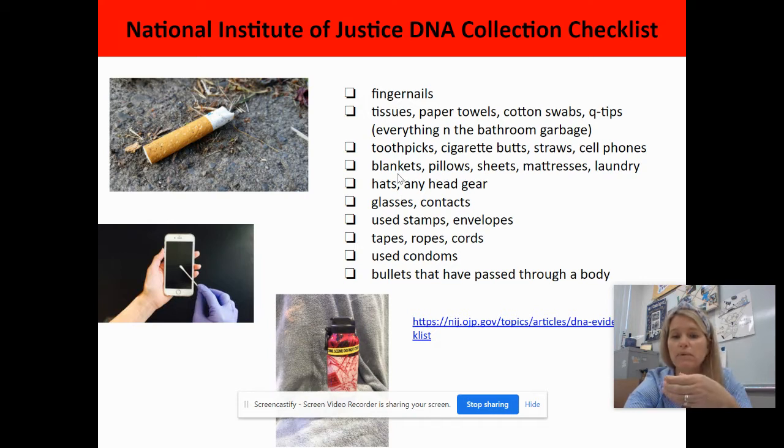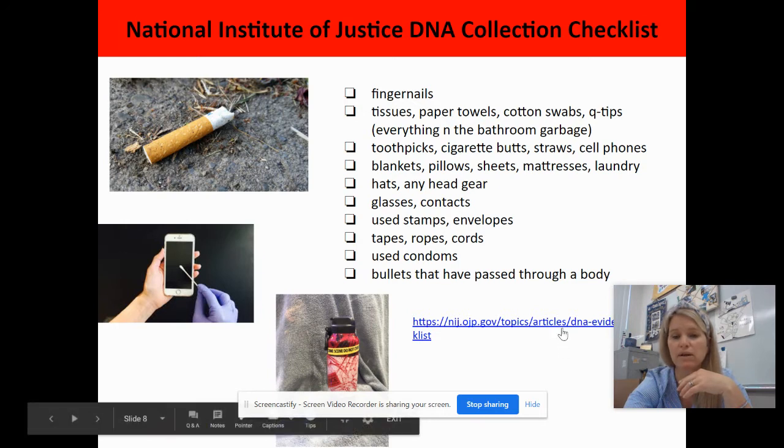Cups that had been previously used, that's not on here, but that's another one. Cell phones are covered in gross stuff. You can see them swabbing the cell phone there. The cigarette butt as well will have saliva. I accidentally put an N there. It's everything in the bathroom garbage. So they would look at a lot of stuff because a lot of that stuff would have DNA on it.